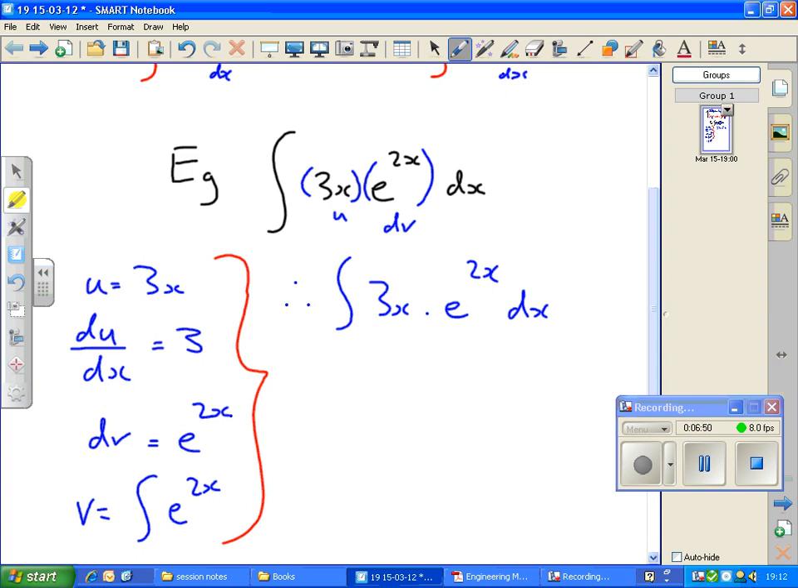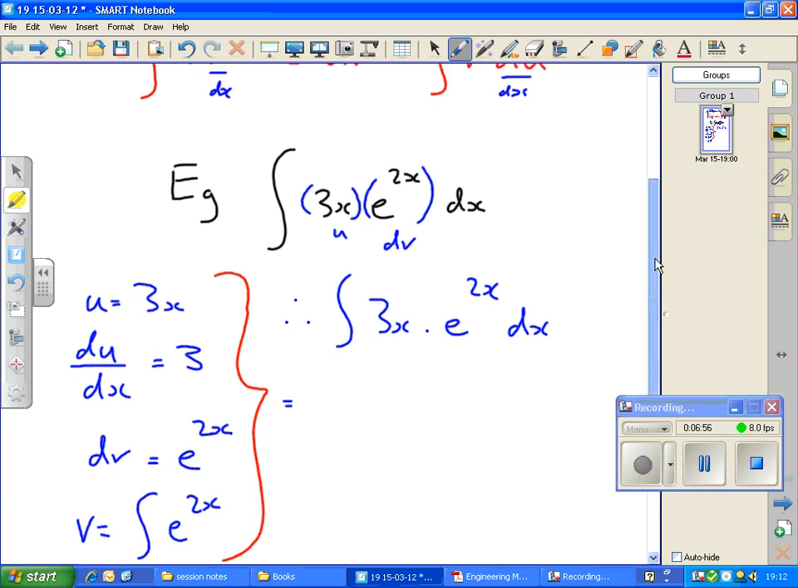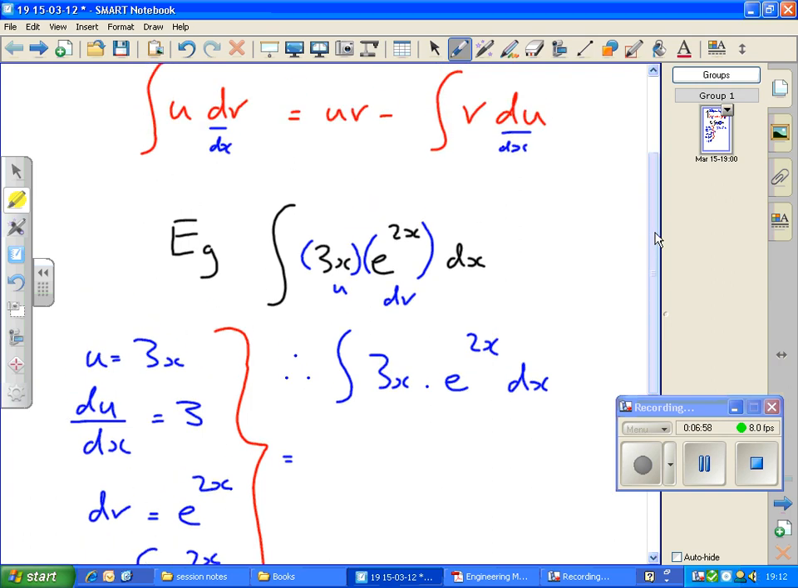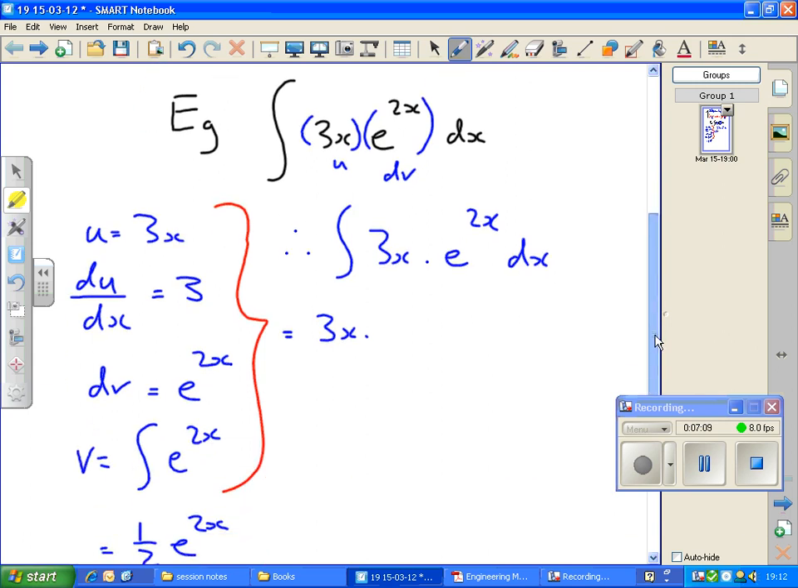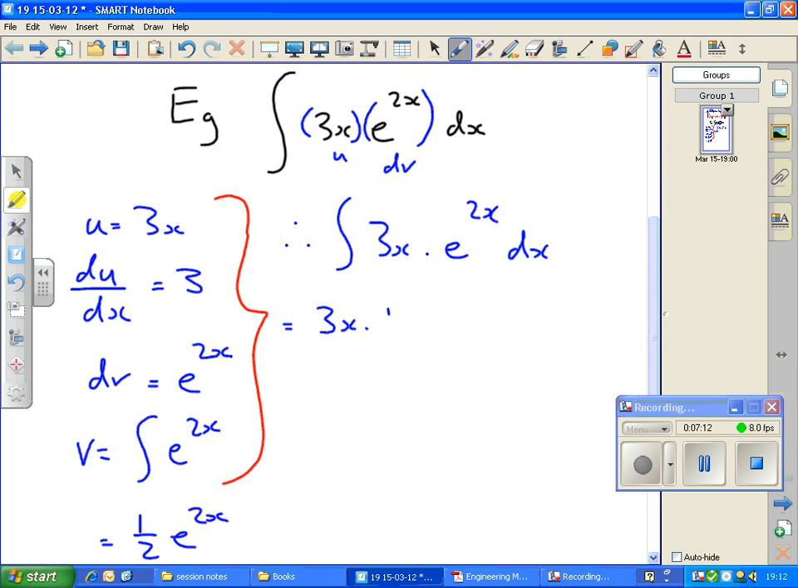our original integral, becomes, using my law of integration by parts, u, which is 3x, multiplied by v, which I worked out to be a half of e to the 2x, minus the integral of v, which is a half e to the 2x, times du, which is 3.